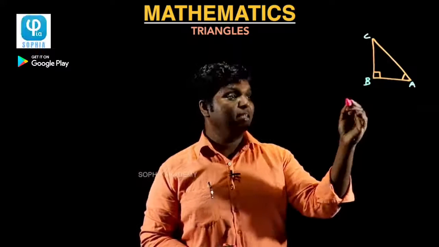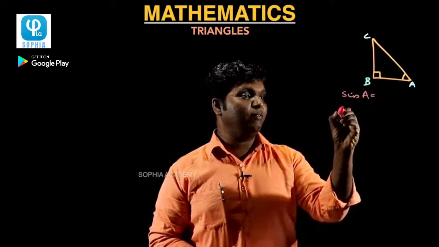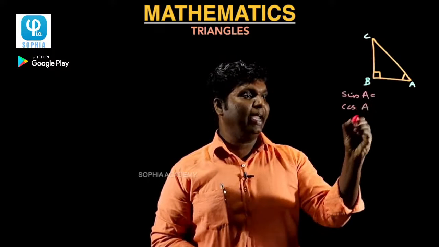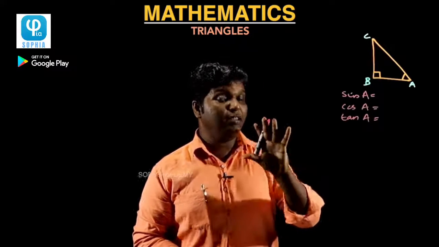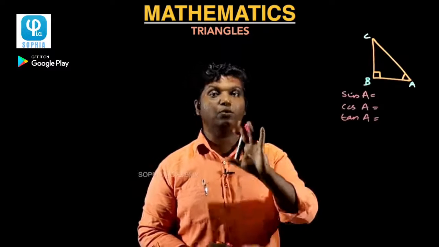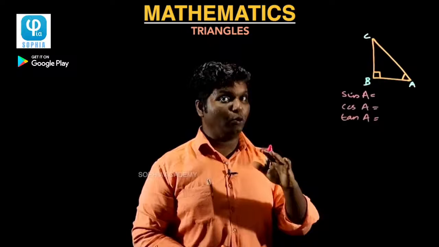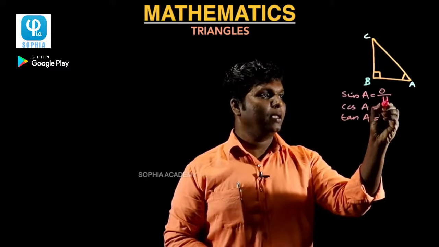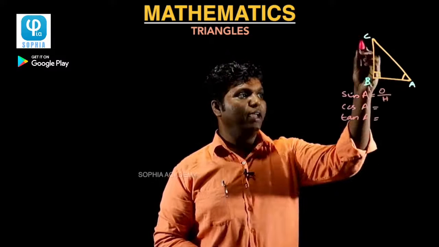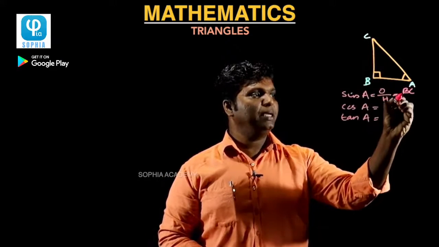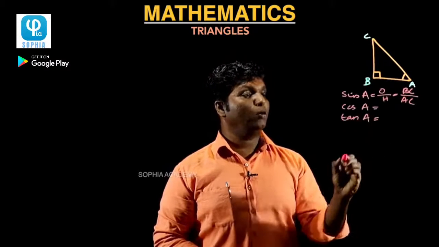First of all, sine A. Then we will study cos A, then tan A. These are the three trigonometric ratios which you have to study initially. So sine A is opposite side by hypotenuse. So we write opposite side divided by hypotenuse. What is the opposite side of A? It is BC, right? So we can write BC divided by, what is the hypotenuse? It is AC.